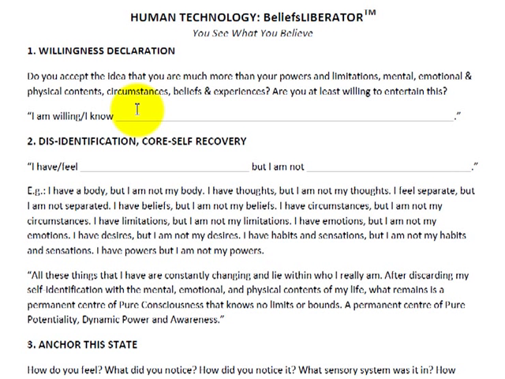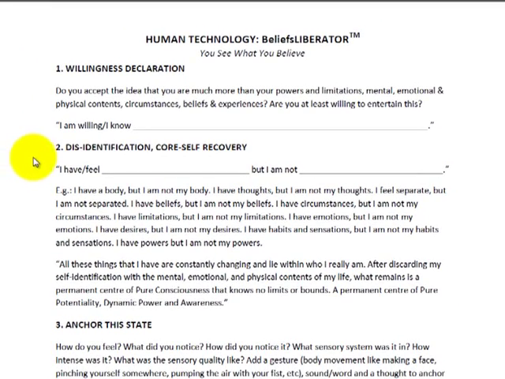So once you're open and willing to accept that, or at least if you even know that, some of us already know that, but still it's good to start with that declaration so that your mind is primed to take in new stuff. Yeah, your whole system rather, not just your mind. So the next step is to disidentify with whatever is limiting you, and recover your core self, or remember who you really are.